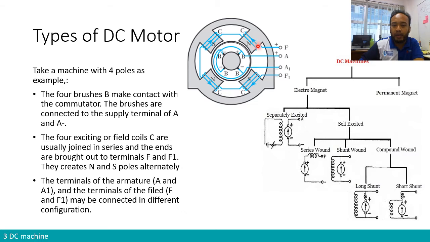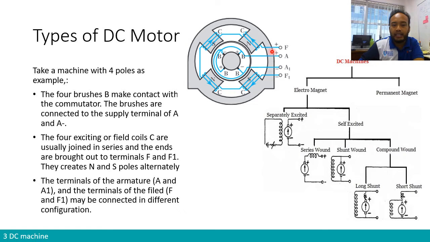For the field winding, we have 4 exciting field coils, excitation field coils. So 1, 2, 3, 4. We have coils around 4 what we could call poles, or sometimes teeth. And they are all connected to another 2 terminals. We're going to call them F and F1, positive and negative terminals. This time it is not the terminal for the armature, but the terminal that is going to be supplied with electricity for the field winding.